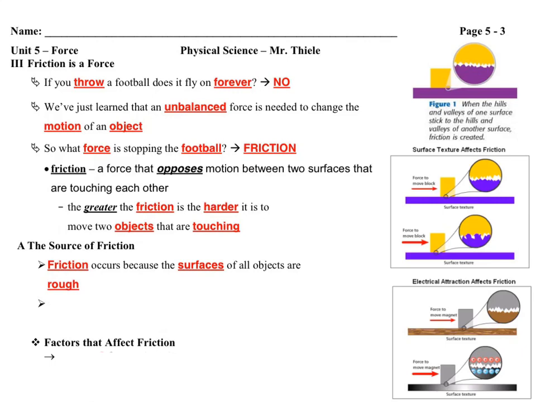And if you look at the picture in the upper right corner of the page, you can see that there are all these little valleys and peaks on the surfaces of objects that have to slide over each other whenever two objects that are touching are moving past each other.